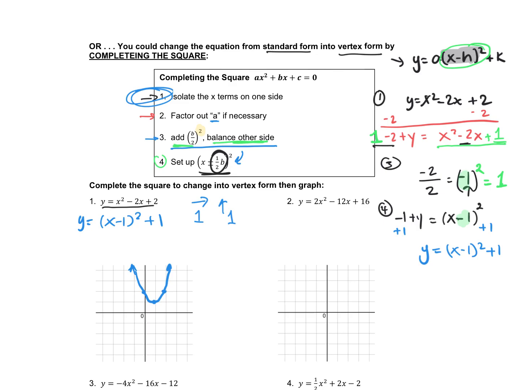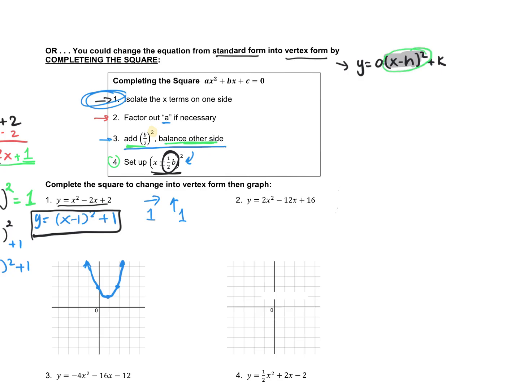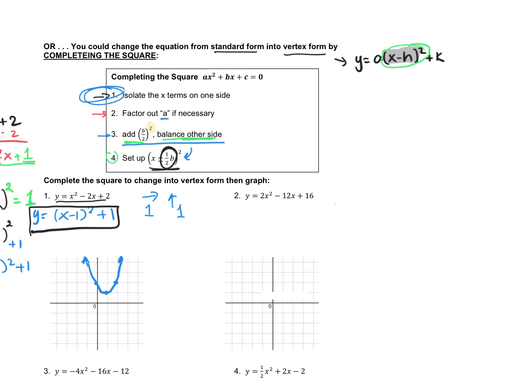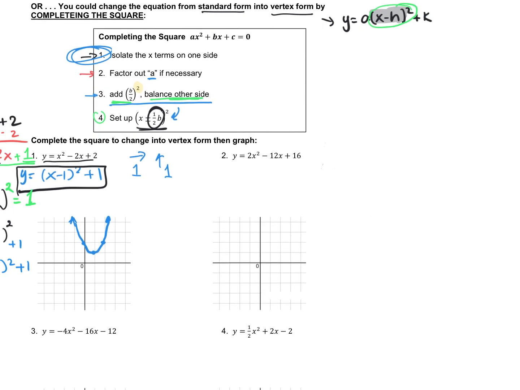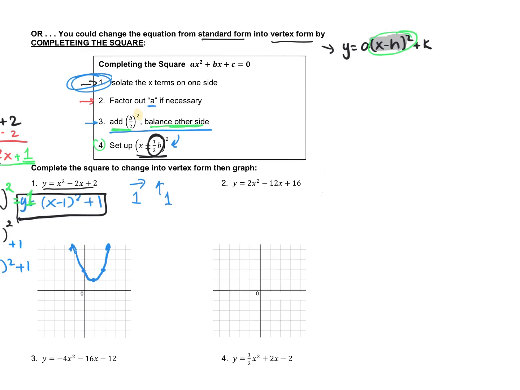Okay. So now let's look at number 2. Again, we want to be in this vertex form that I have up here. So we want to make sure that we are in this form when we get done, okay? Number 2, I'm going to start up here at the top.